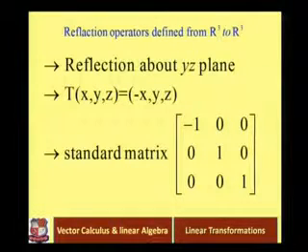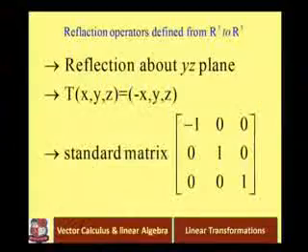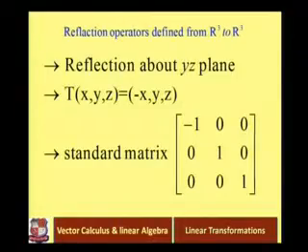Reflection about the yz plane. Again, the y and z coordinates are the same, only the x coordinate becomes minus x. So the first coordinate is minus x. How do we make the standard matrix? Again, I told you that the first coordinate is minus x, so the coefficient of x, y, z in minus x is minus 1 0 0. The second coordinate is y, so the coefficient is 0 1 0.